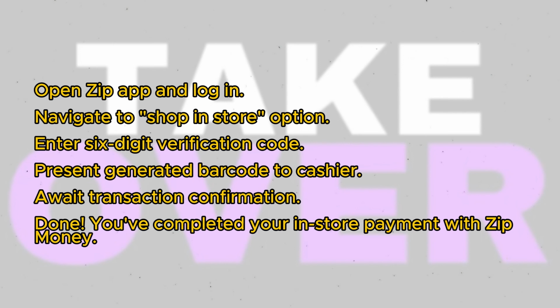After verifying the code, a barcode will appear on your screen. This barcode serves as a representation of your payment details and can be scanned by the cashier at the store. Present the barcode to the cashier, who will scan it to process your payment or charge your purchases to your Zip Money account.